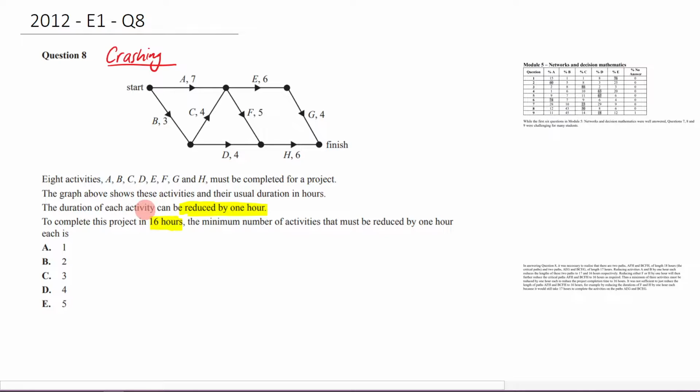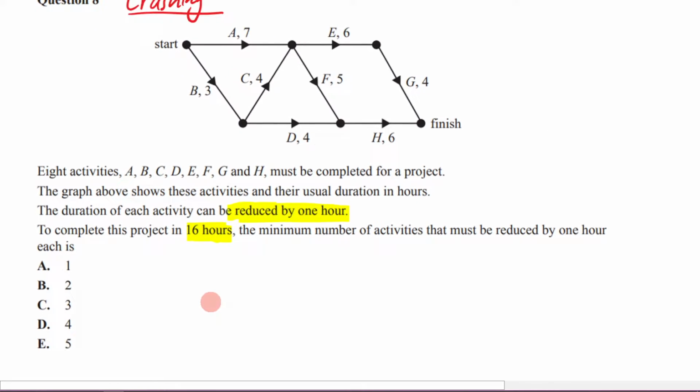All right, how should we approach this question? Well, I think the best way to approach this question is to consider all the different pathways of it. So let's go into it. The different pathways for this activity would be what?